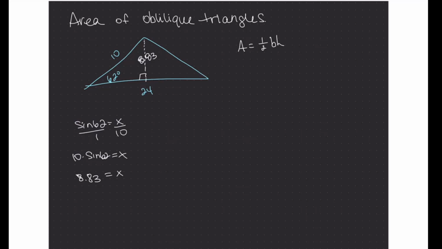So to find the area of that triangle, 1/2 base times height, well, I have my height, but I still need to find my base. So you could use trig identities again, but I'm just going to use Pythagorean Theorem just for the fun of it. Wouldn't the 24 be the base of the entire triangle? Aren't we trying to find the area of the entire triangle?